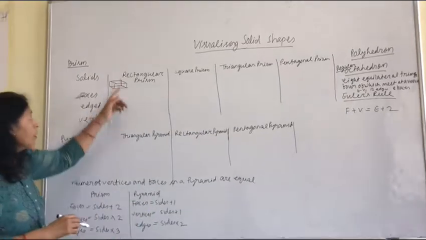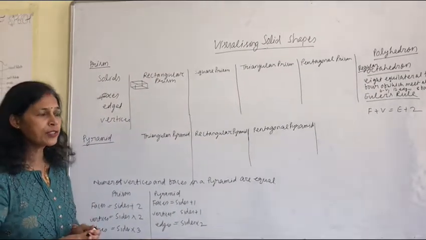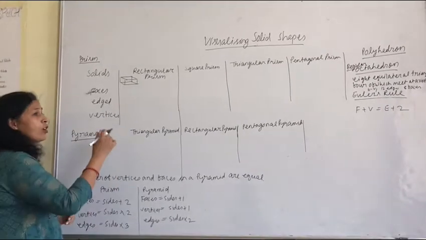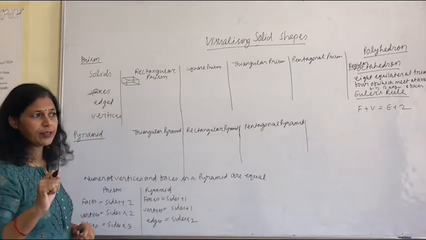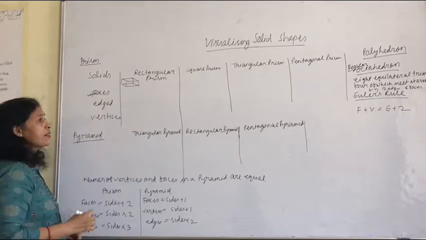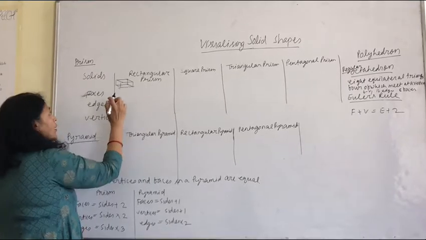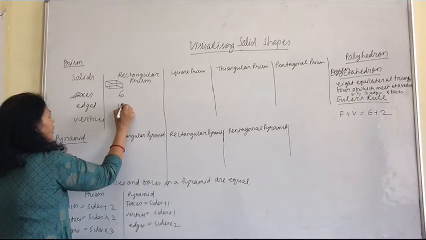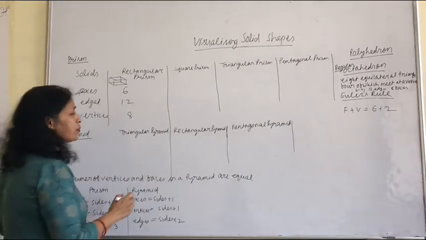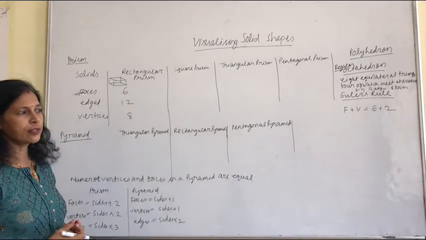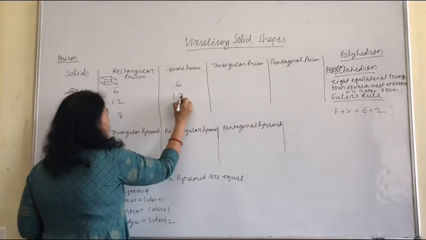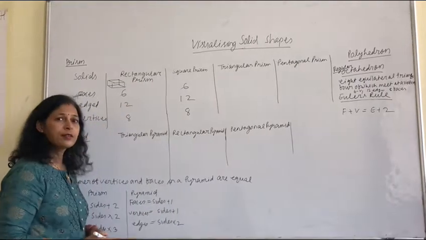Clear? So rectangular prism. A rectangular prism is almost like your cuboid, because all the faces are rectangular in shape. That's why this is a rectangular prism. So how many faces? Like your cuboid, this has 6 faces, 12 edges and 8 vertices. Then square prism, this is the shape of a cube. So it also has 6 faces, 12 edges and 8 vertices.